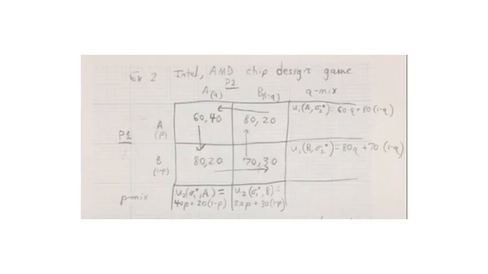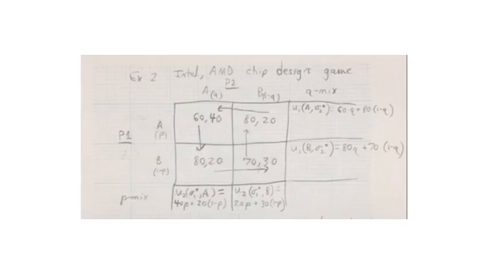Okay, and then the second entry in the Q-mix column is going to be the payoff to player 1 should player 1 choose B against the designated mixed strategy of player 2. By choosing B, in this case, player 1 is going to get a payoff of 80 with probability Q, because player 2 is going to choose A with probability Q, plus player 1 will get a payoff of 70 with probability 1 minus Q because player 2 will choose strategy B with probability 1 minus Q.